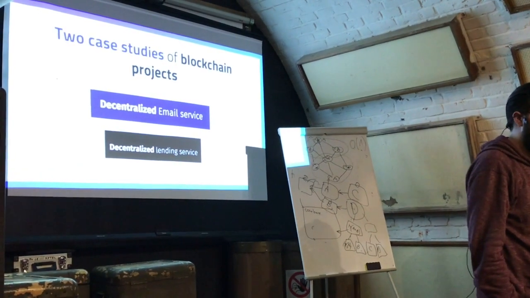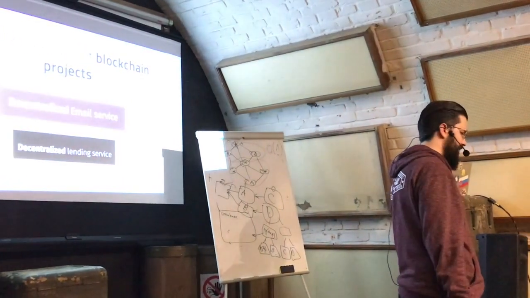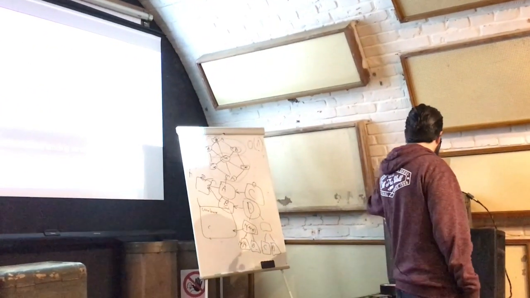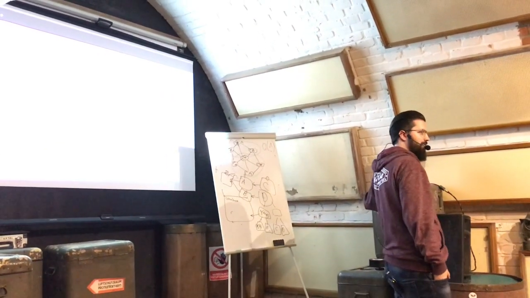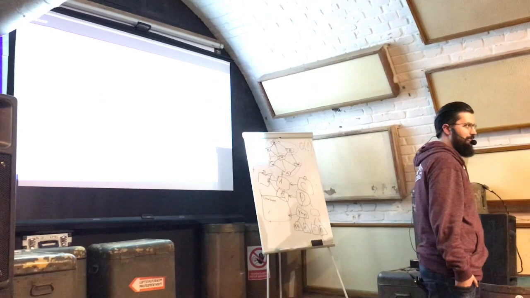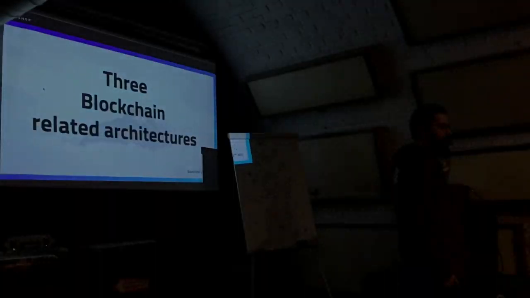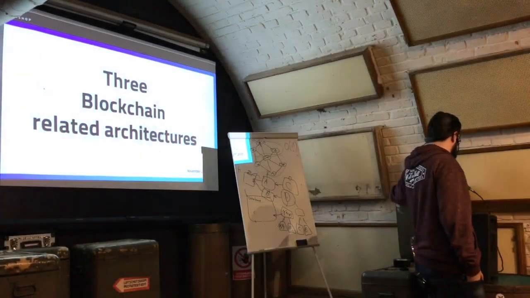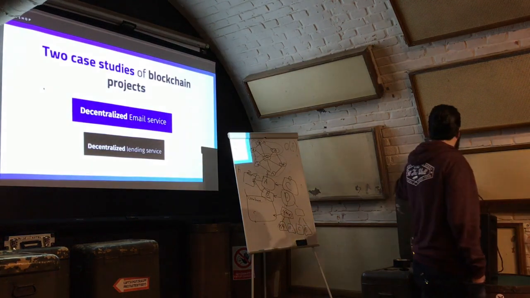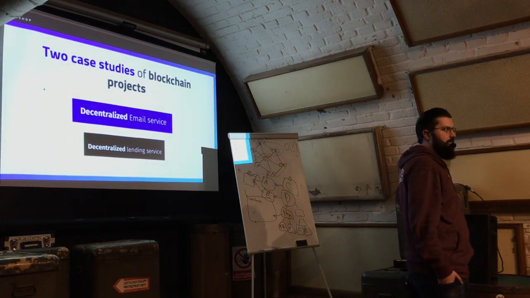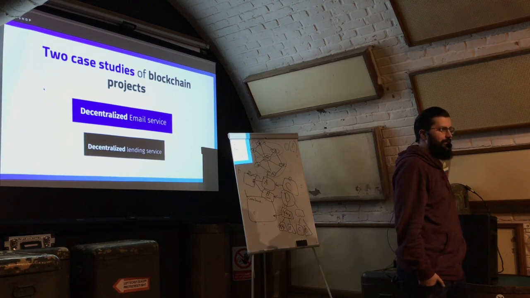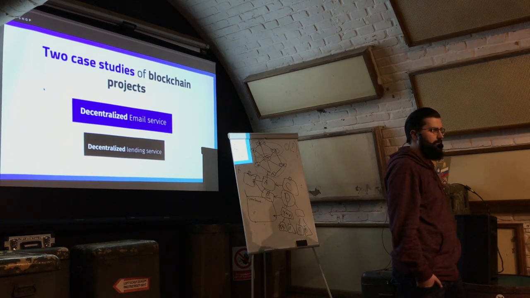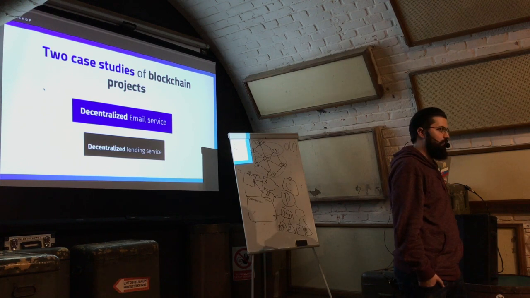So, I'm not sure about those three, how did I call them in English? Three blockchain-related architectures, the most important ones, but those are the three I recognized and didn't read somewhere else. So I'll talk about them. And we will have two case studies. One is about an email decentralized app, and the other is about lending and borrowing on blockchain. And those two have different architectures.